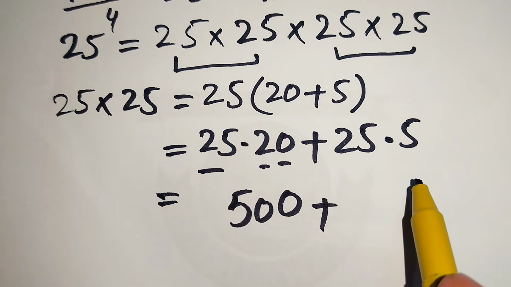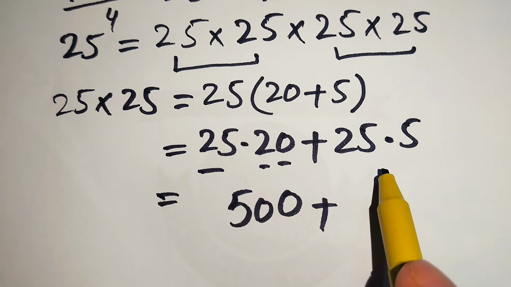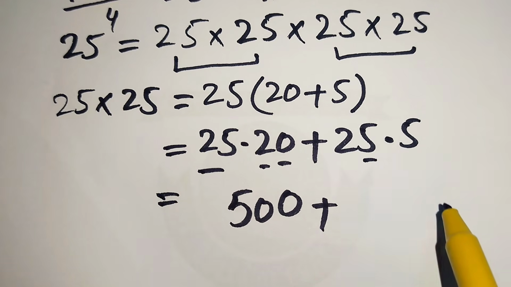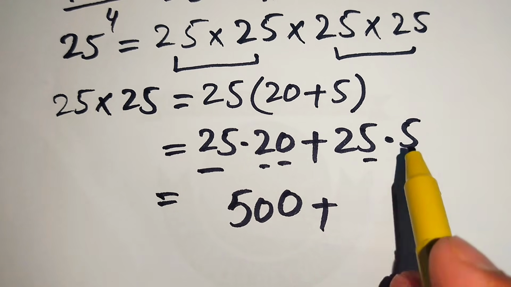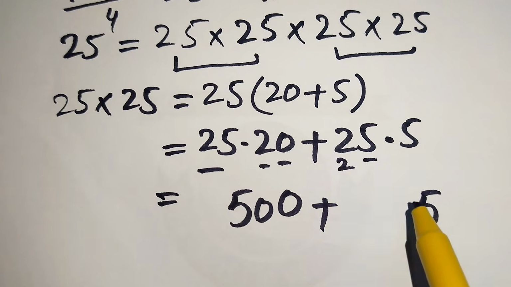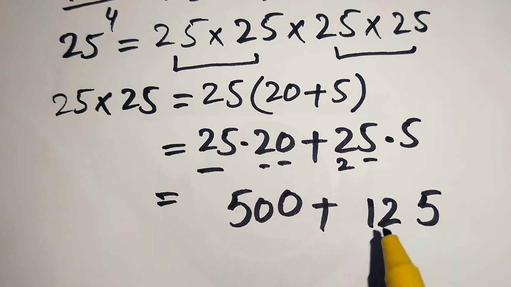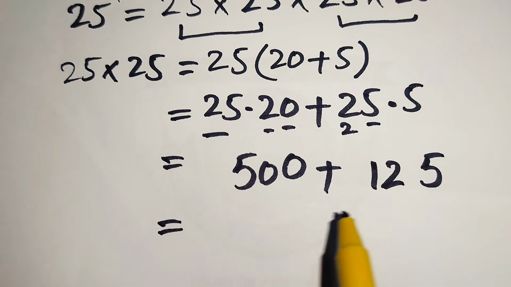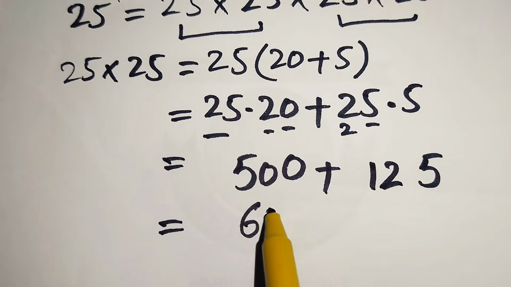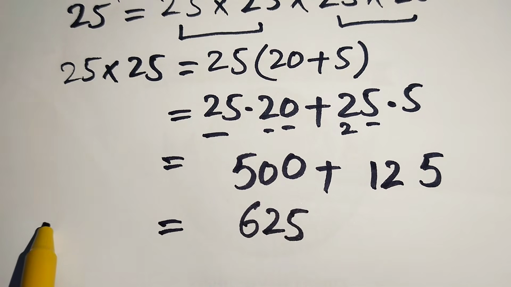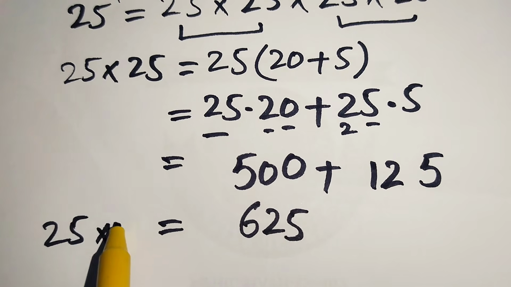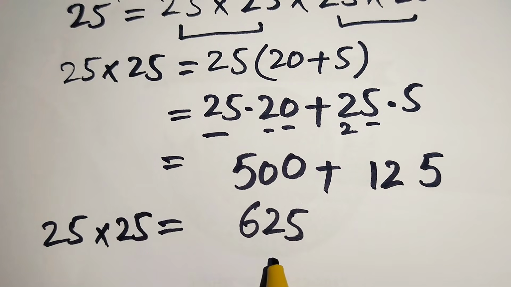And now in the same pattern we multiply 5 times 25, and we get 5 fives are 25. We write here 5 and carry 2, and 5 twos are 10. 10 plus 2 becomes 12. So when we sum up both of these two values, we get 625. This means that 25 multiplied by 25 is equal to 625.